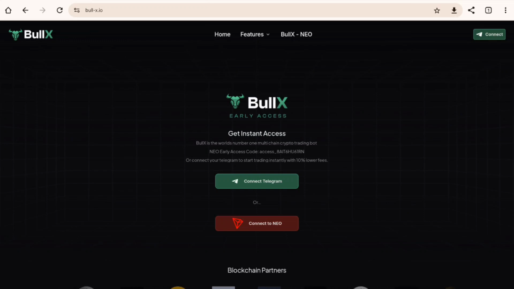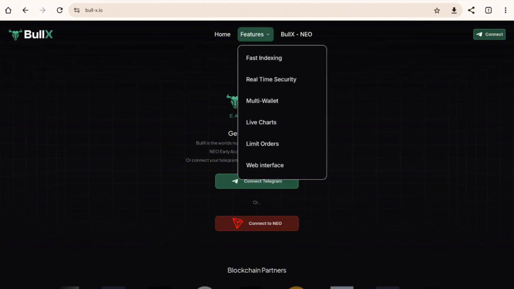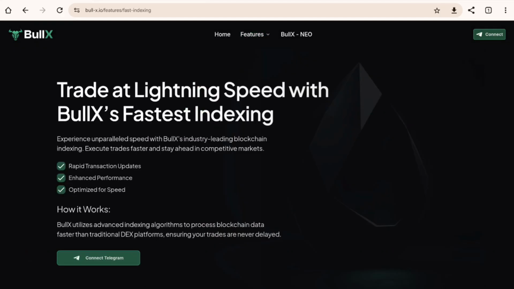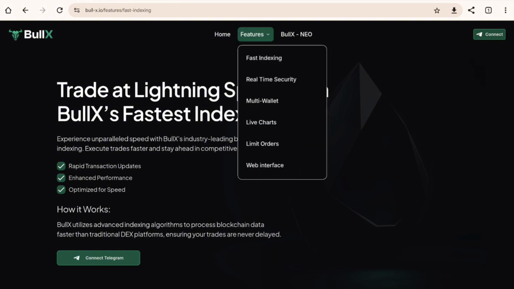This trading bot has been a popular choice for many crypto traders, and here's a quick rundown of its key features. First would be automated trading strategies, backtesting capabilities, integration with popular exchanges, and a user-friendly interface. BullX has proven to be a reliable tool for many traders, but it's not without its limitations.